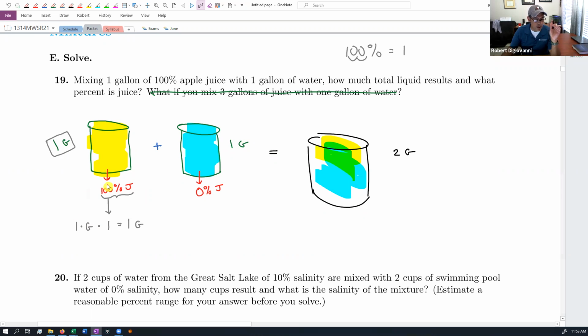So what did I just do there? I was asking myself, basically, this computation is telling me how much of this 1 gallon is pure juice. Well, the whole thing is pure juice because it's all apple juice. You'll see how this works in a minute when we do something else. Now, over here, how much of this is juice? Well, we take the 1 gallon and we multiply it times the percentage, which would be 0, and 1 times 0 is 0.